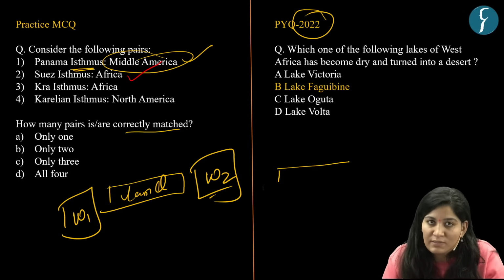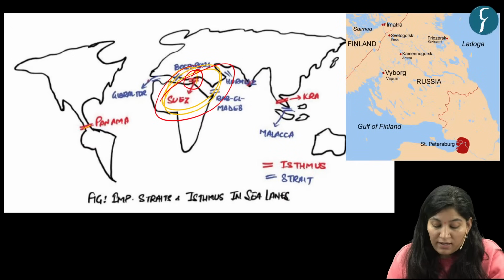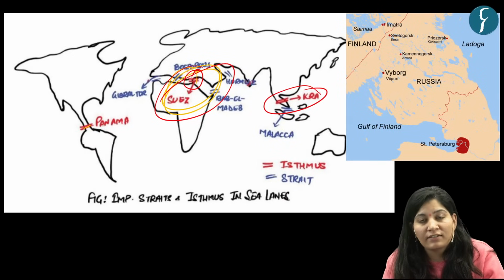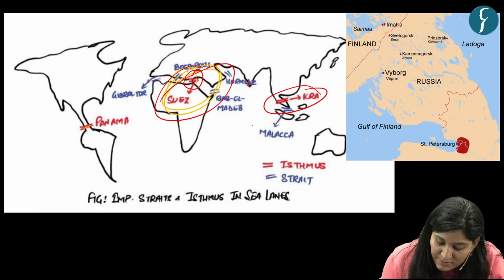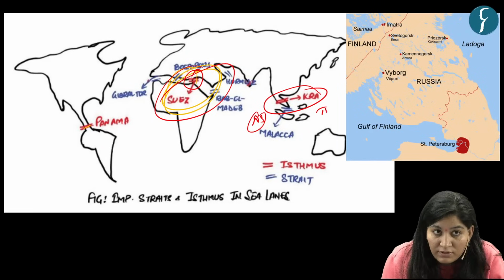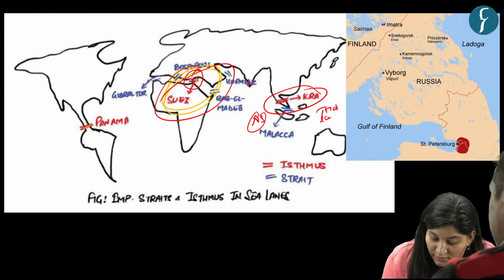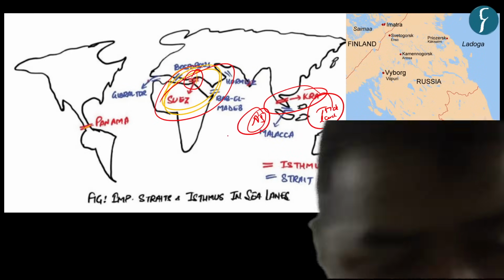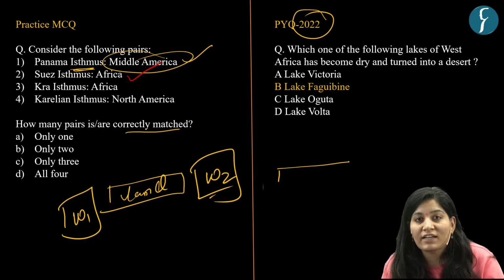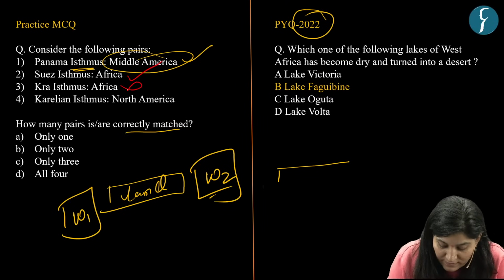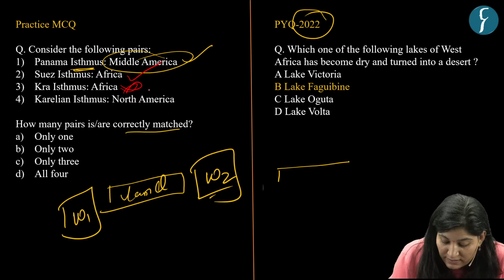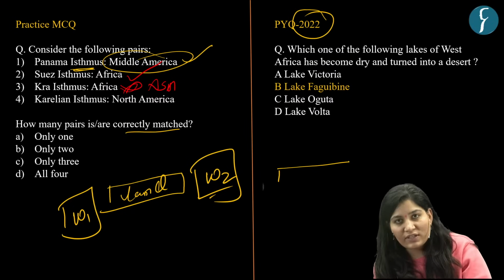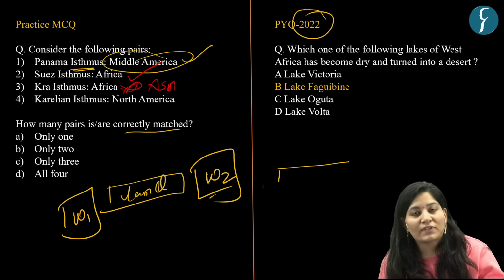Third is Kra Isthmus. Okay, as you can see here, Kra Isthmus connects the Gulf of Thailand and the Andaman Sea. Here is the Andaman Sea and the Gulf of Thailand. And the Andaman Sea. Okay. This makes our third pair incorrect. This is Asia, Southeast Asia. So Kra Isthmus lies in Southeast Asia and it connects what? Gulf of Thailand and Andaman Sea.